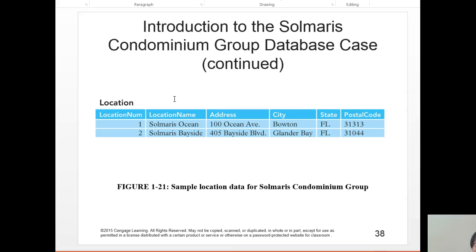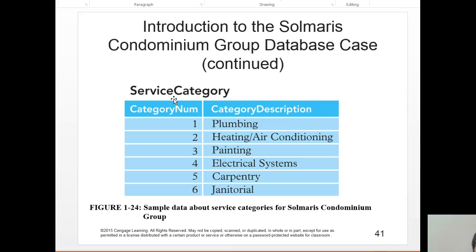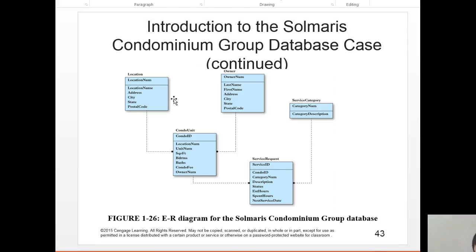So they will have different tables, as we have discussed in the other two cases. Location is one table, owner is another table, condo unit is another table that holds the sample of the condo units data. And then the service category, because they want to also provide services, is another table. And then we have another table for the service requests that they will get from different customers. So our database will have 1, 2, 3, 4, 5 different tables.